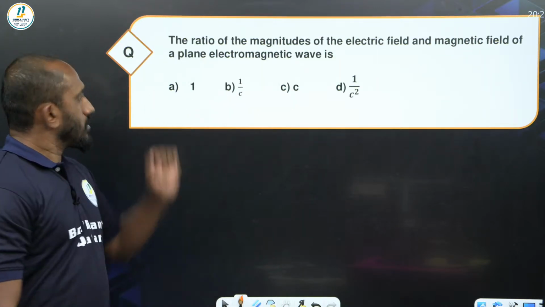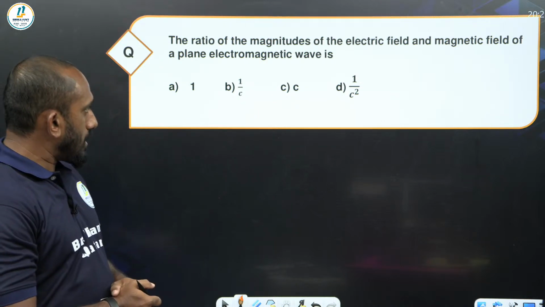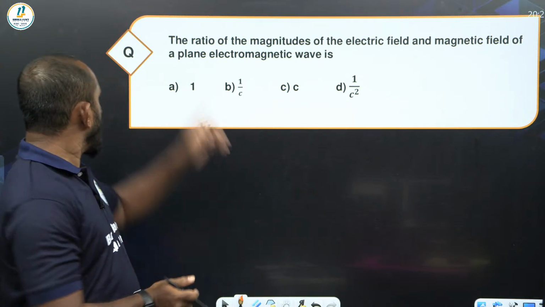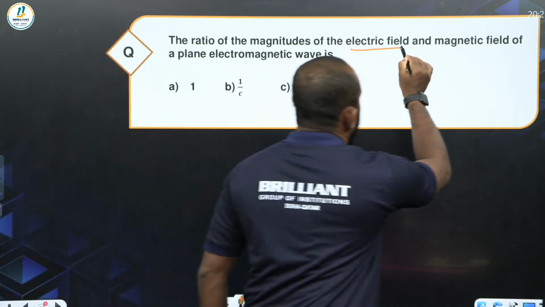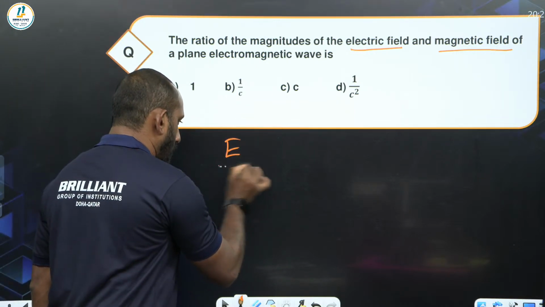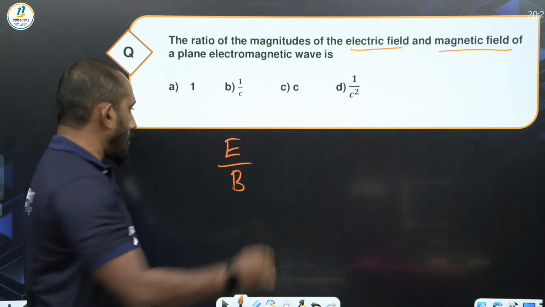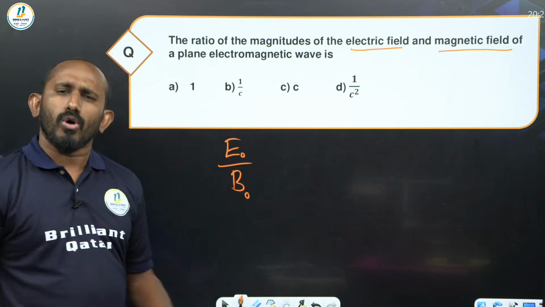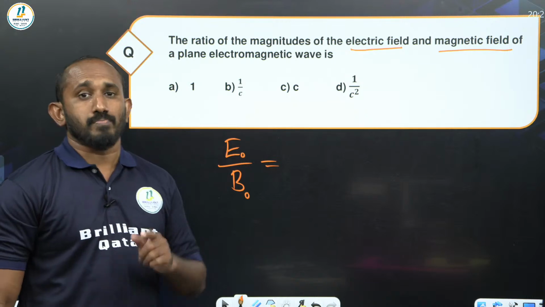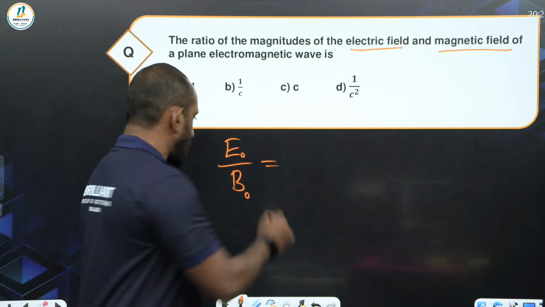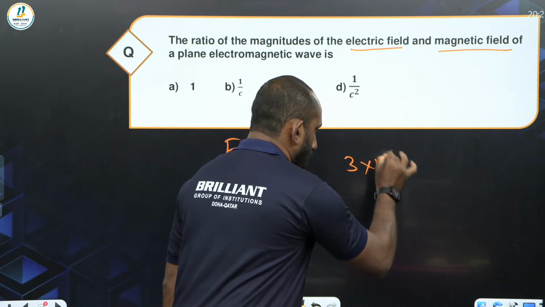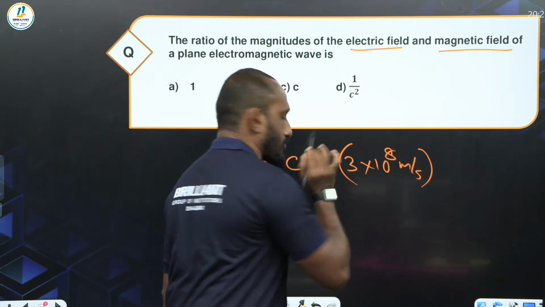Next one. The ratio of the magnitudes of the electric field and magnetic field of a plane electromagnetic wave is. So from EM waves, again, the ratio of magnitude of electric field and magnetic field. The ratio will be what? That means electric field magnitude E by B. The amplitude, E0 by B0 maximum value you can put, or simply E by B will be equal to what? There's a relation with the speed of electromagnetic wave. That is nothing but C, the speed of electromagnetic wave. How much is it? 3 into 10 raised to 8 meter per second. This is the value of C.